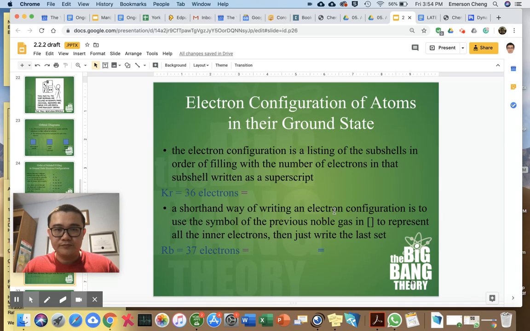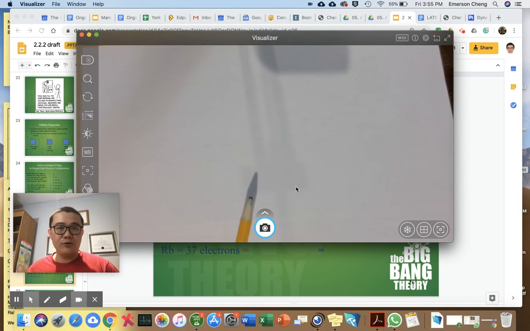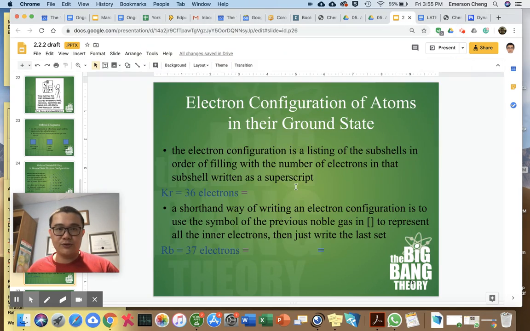Now let's do the first one together. In this case, krypton. Krypton is 36. Electron configuration is a list of subshells in order of filling, with the number of electrons in that subshell written as a superscript. Let's draw this out first. What I normally do is draw this out first, so you can see how it looks.